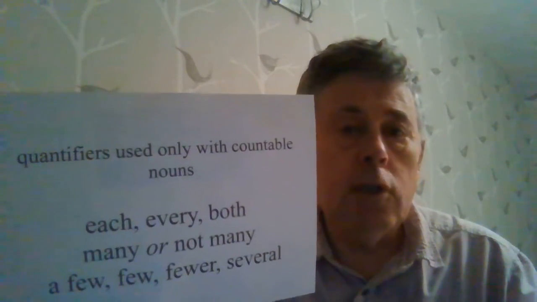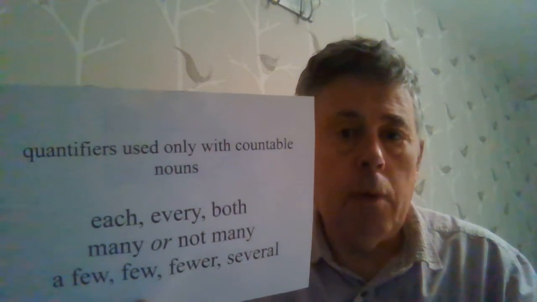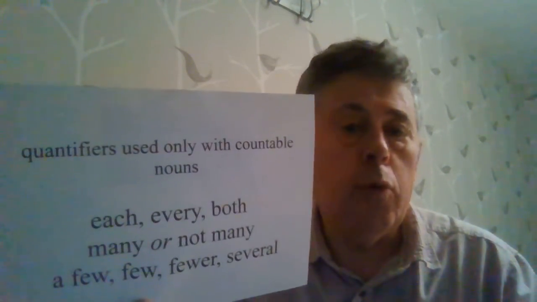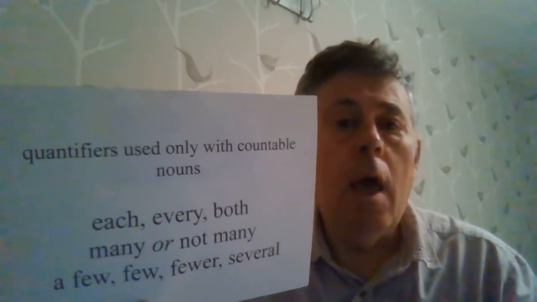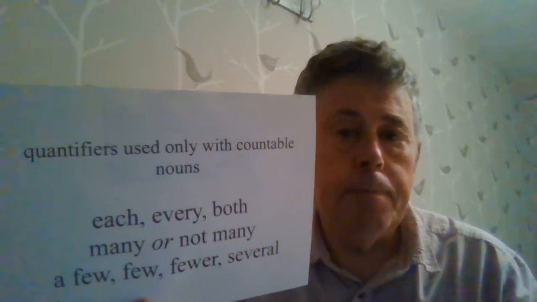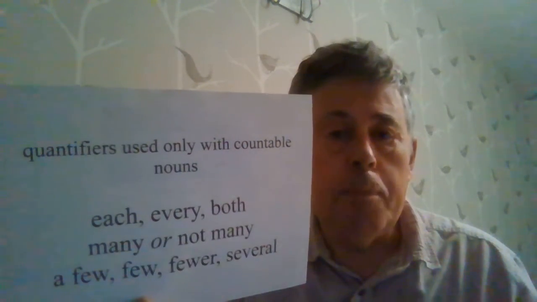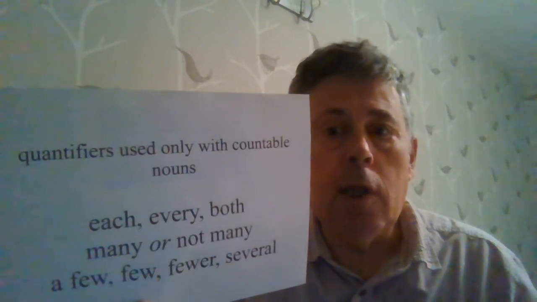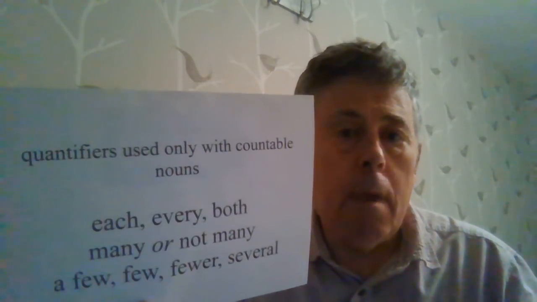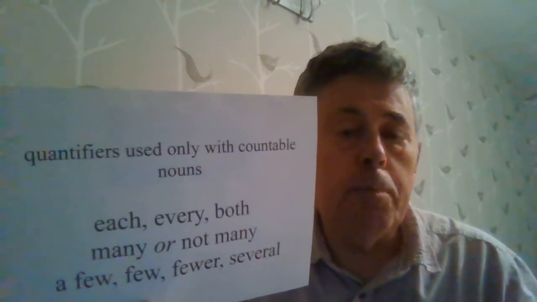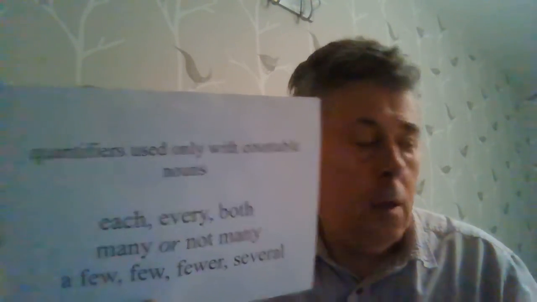So some quantifiers can only be used with countable nouns. Each, every, both, many or not many, a few, fewer, and several. So we can talk about each person, every year, not many goals in the game, a few tables, fewer chairs, several presents.